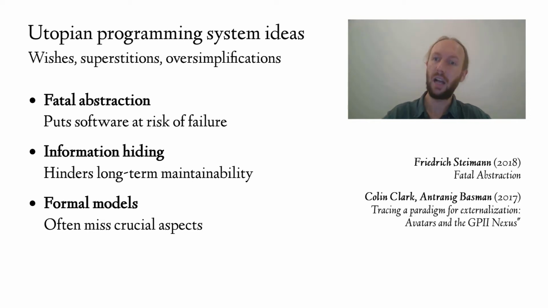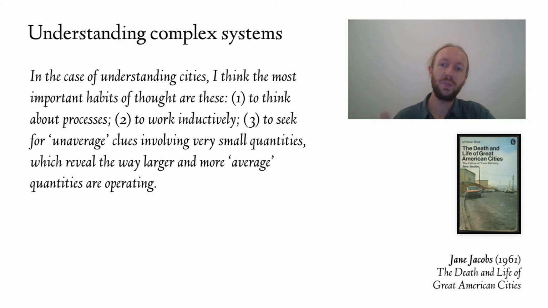And in programming languages especially, we all love formal models, but just like the formal theories of urban planning prior to the 1960s, the formal models we use are often missing crucial aspects about the programming systems that we're actually dealing with. So what is Jane Jacobs' answer to this problem? How should we actually understand complex systems, and how should we design cities that work?